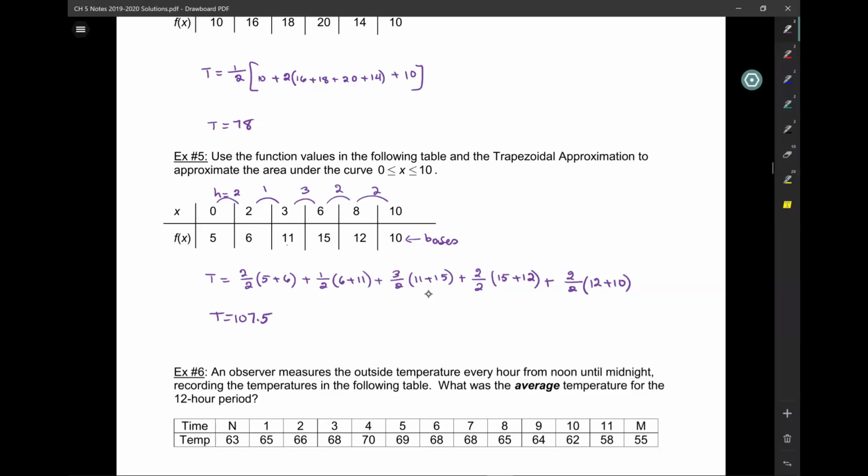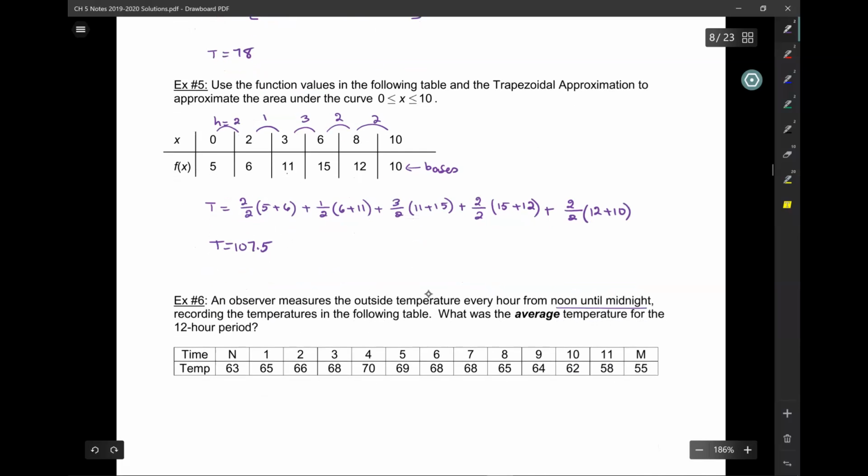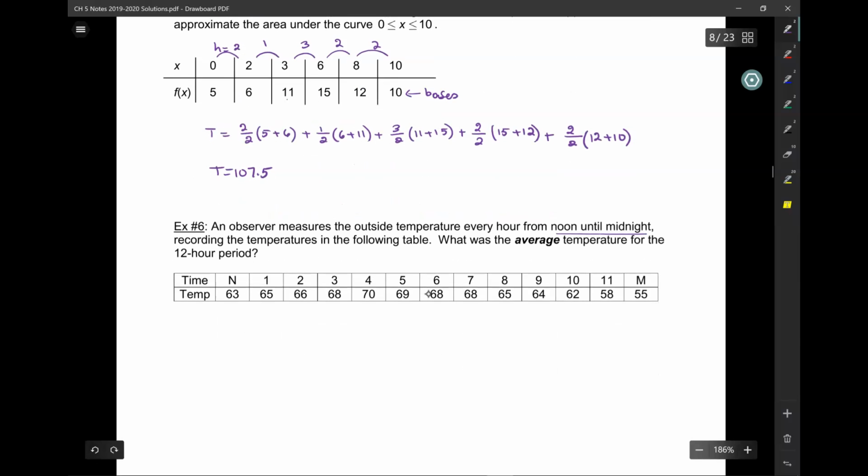Okay, here we go. An observer measures an outside temperature every hour from noon to midnight, recording temperatures in the following table. What was the average temperature for the 12-hour period? Okay, average temperature.